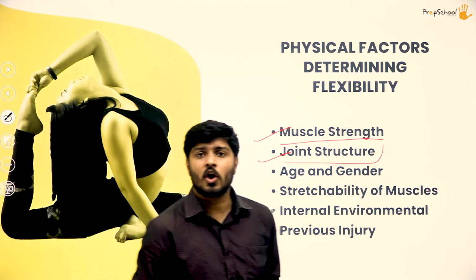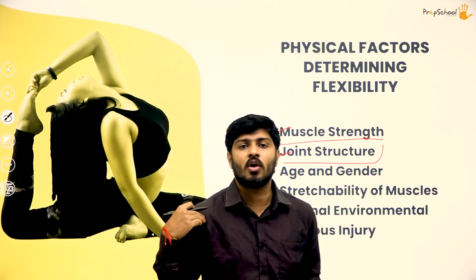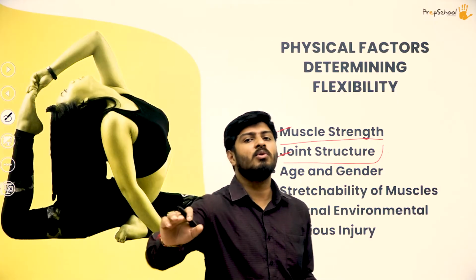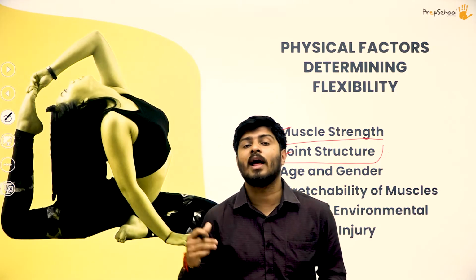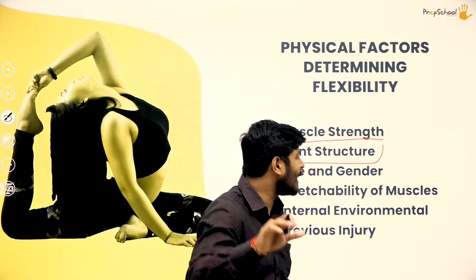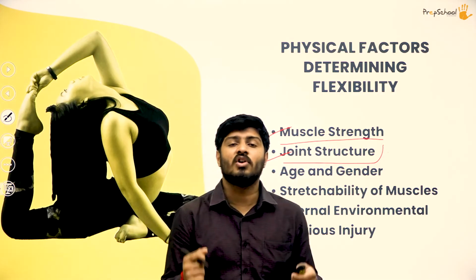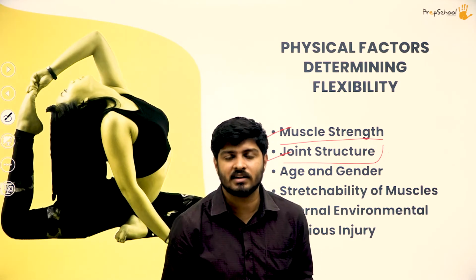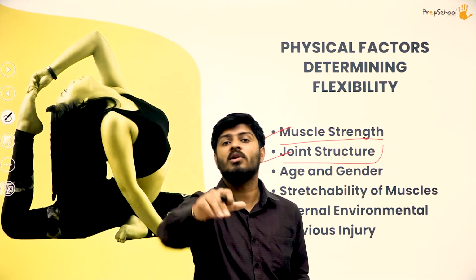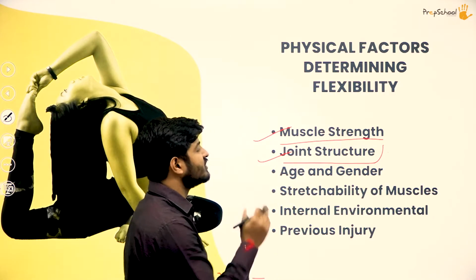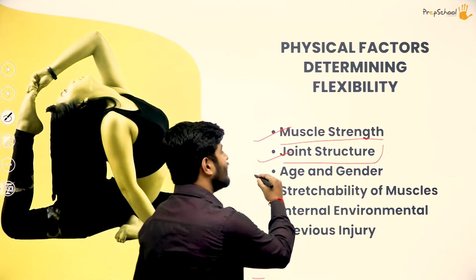So, joint structure. If your joints are very strong, automatically what will happen? You will not have any kind of cramps or slip sockets. When your joints are strong, your flexibility will increase, and your body will be able to flex a particular limb longer if the joint structure is strong. Then you have age and gender.